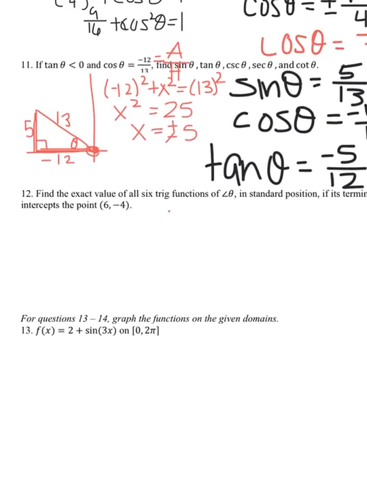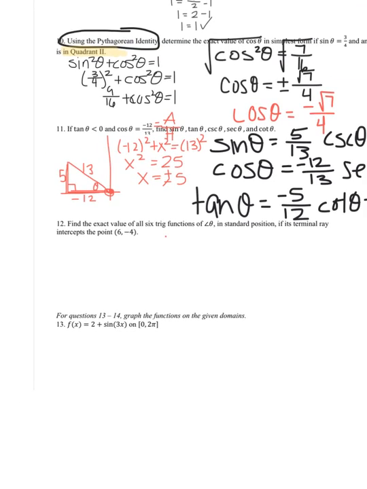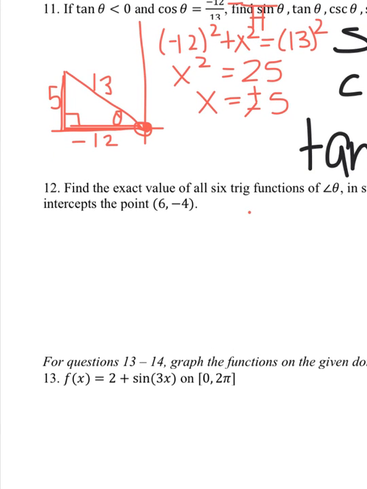Number 12, find the exact value of all 6 trig functions of theta in standard position if its terminal ray intercepts the point 6, negative 4. 6, negative 4 is in quadrant 4. So you draw an angle going out, you go straight to the x-axis, this is your right angle, and this is theta. So this here is the point 6, negative 4. So you go over 6, down negative 4. So that takes care of what's positive and negative for you.